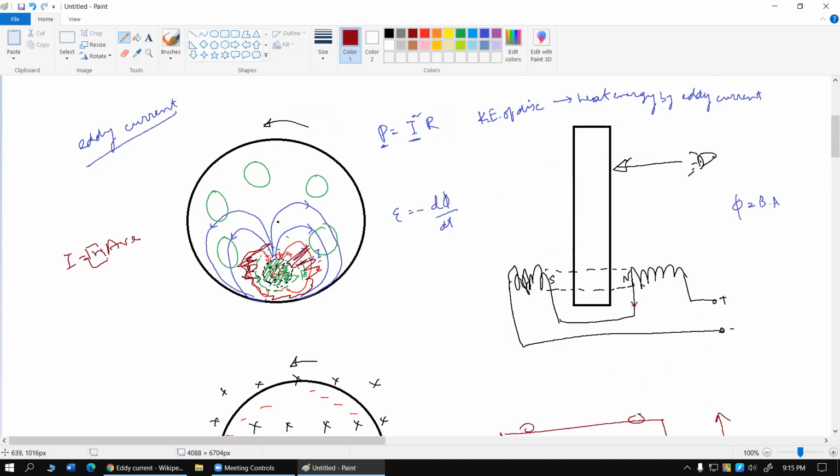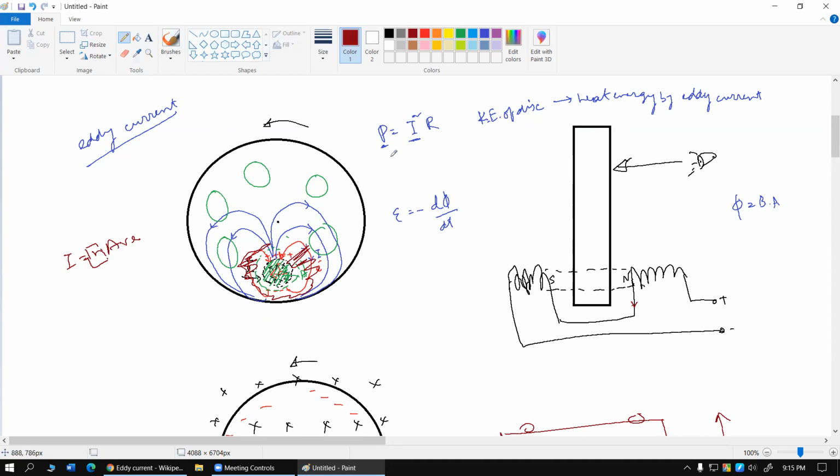Let's try to understand logic by logic, step by step. The reason the electrons experience the force is because of the cutting of the electrons with the magnetic field. Why does the cutting happen? Because the disk is rotating. So there is a preliminary source of energy available, which is the kinetic energy of the disk. This kinetic energy of the disk is practically bottom line responsible to produce the EMF, which ultimately produces the eddy current and which ultimately produces the heating effect.